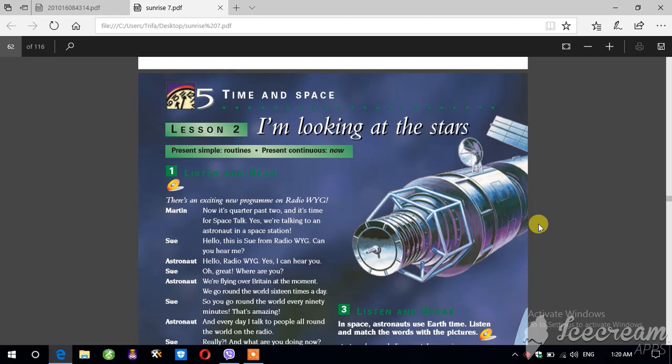Today, I want to remind you Unit 5, Lesson 2. Unit 5, Lesson 2 is about two tenses: present simple, present continuous. The first one is present simple.